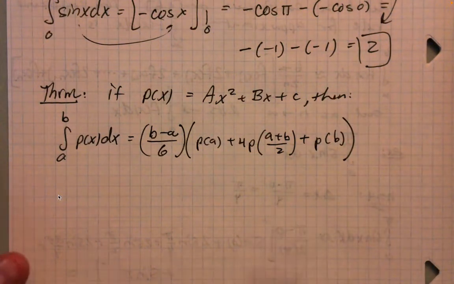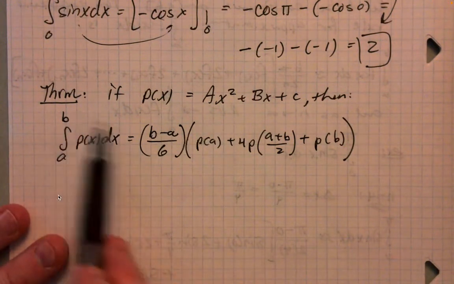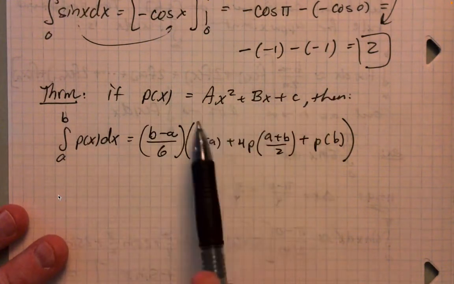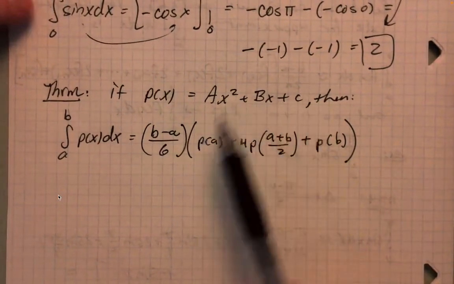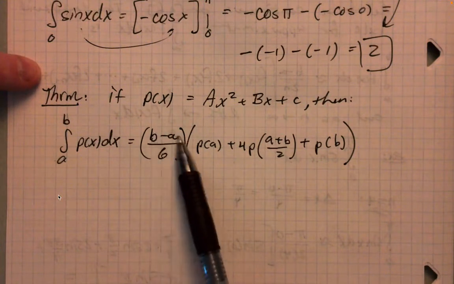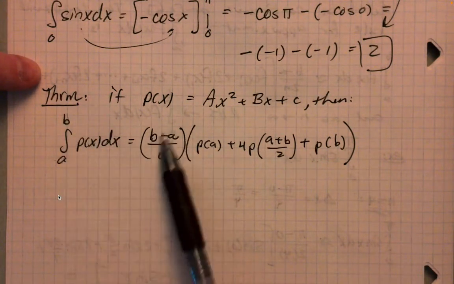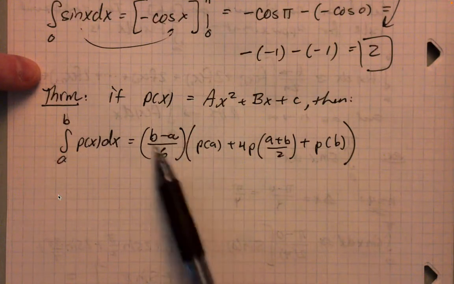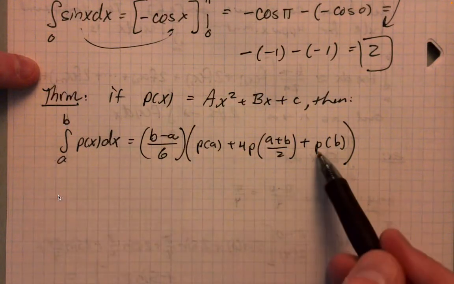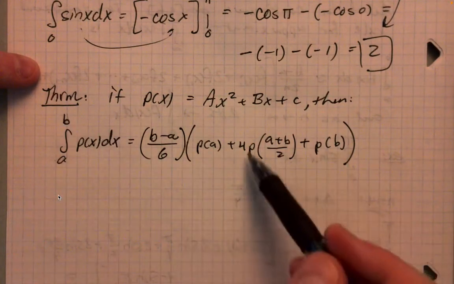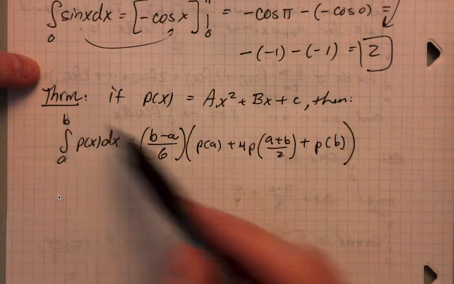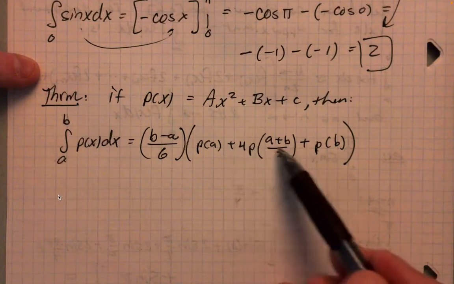Okay, so let's talk this through a little bit. So the definite integral from a to b of p of x, where p is this quadratic polynomial, second degree polynomial, is equal to (b minus a) over 6. So take whatever the endpoints are, divide by 6. That's your coefficient out front. And then you want to evaluate p at a, the lower endpoint. You want to evaluate p at b, the upper endpoint. And you want to evaluate p at the average of the two endpoints, (a plus b) over 2, and that one gets 4 times that value.